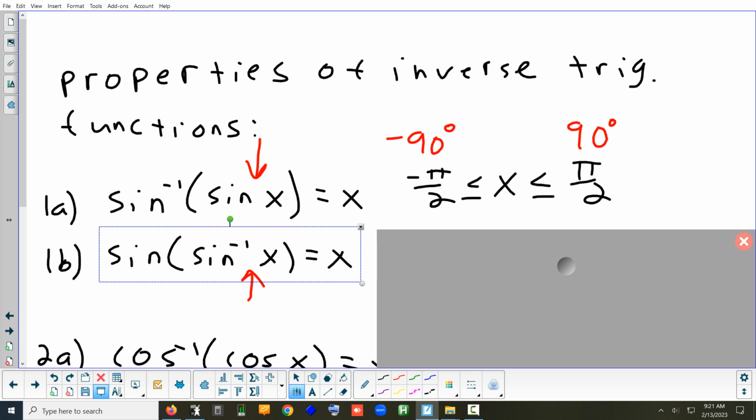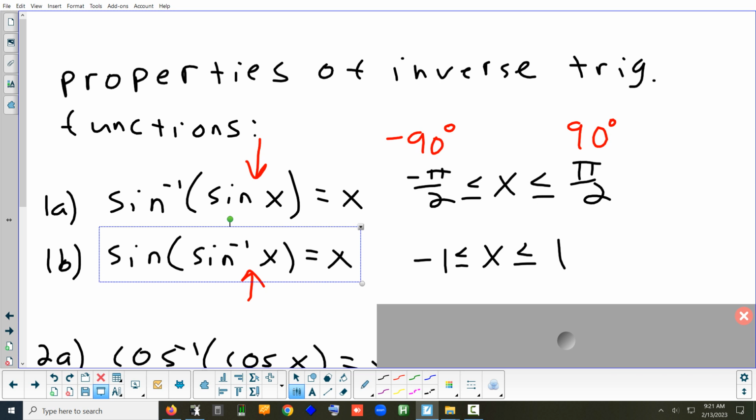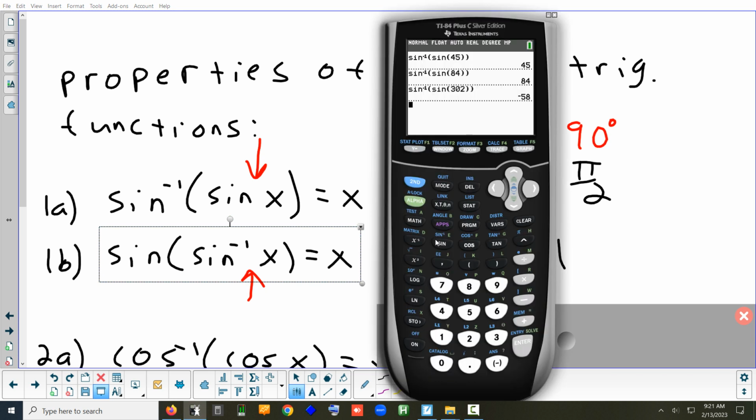Negative 1 to 1. Yep. So let's try something that works. The sine of the inverse sine of 0.24. That's definitely between negative 1 and 1. When I hit enter, based on that formula, what should I get? 0.24. And I do.